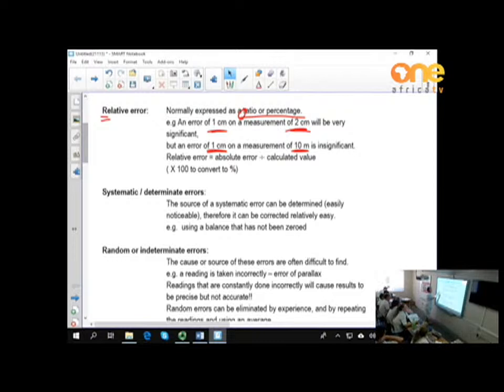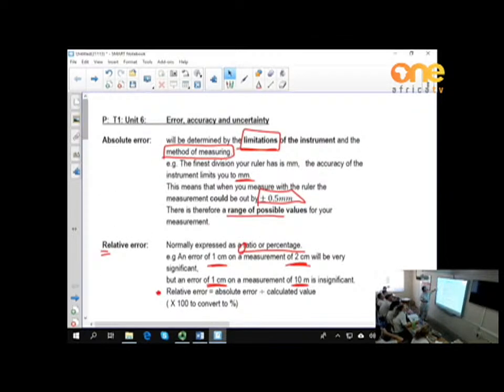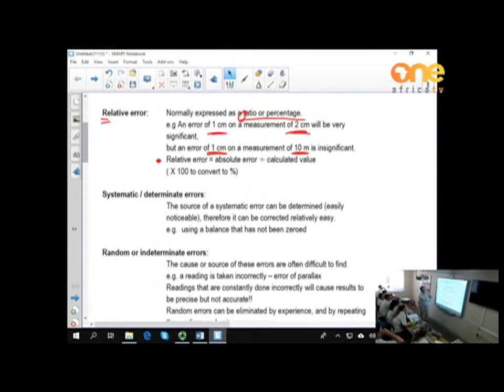So, we say a relative error can be calculated from the absolute error. In other words, the reading that you've taken that is limited by the instrument and your method of using it. You take the absolute error, and you divide it by a calculated value, times 100 to convert to a percentage.